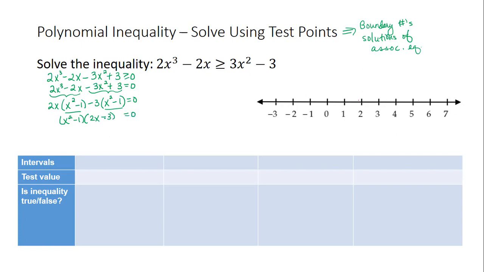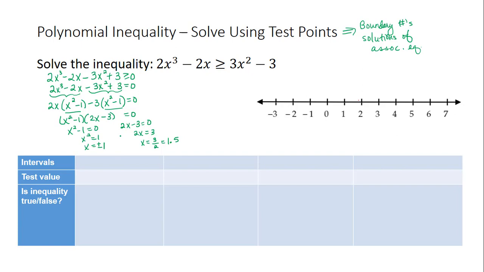Now we can set each factor equal to 0 and solve. X squared minus 1 equals 0 gives us that x squared is equal to 1, and by the square root property, x is equal to plus or minus the square root of 1, or plus or minus 1. Then we also have that 2x minus 3 is equal to 0, or 2x equals 3, and x is equal to 3 halves, or 1.5.